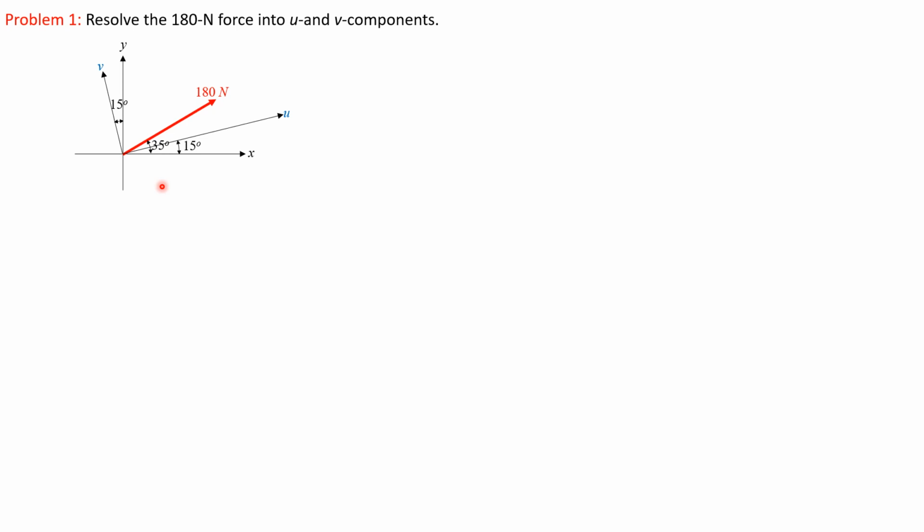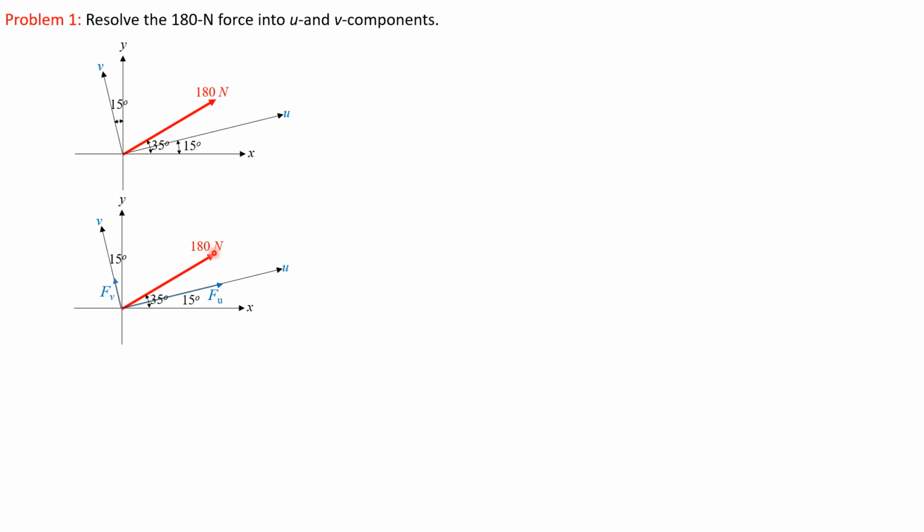So by principle, to obtain the components of the 180 Newton force along the U and the V axis, we draw lines from the tips of the force, and those lines should be parallel to the U and V axis as shown. And the measure of this angle is 35 degrees because the 180 Newton force makes an angle of 35 degrees with the positive x-axis. So 35 degrees minus 15 degrees is 20 degrees. So this is FU, and that is FV.